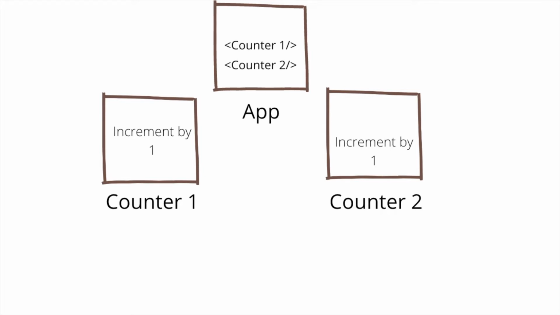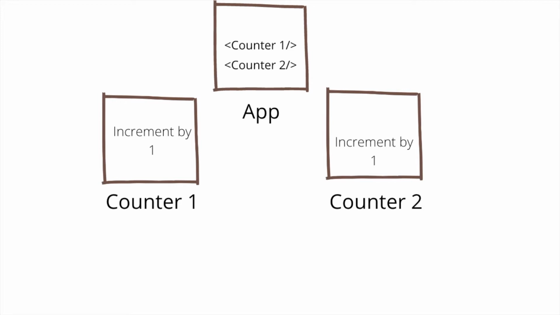Here you can see that I have imported the counter 1 and counter 2 components inside my app component, and inside counter 1 and counter 2 I have used one piece of business logic, that is increment by 1. What is the job of counter 1 and counter 2? Both do the same thing, increment by 1. The logic behind these components is the same.